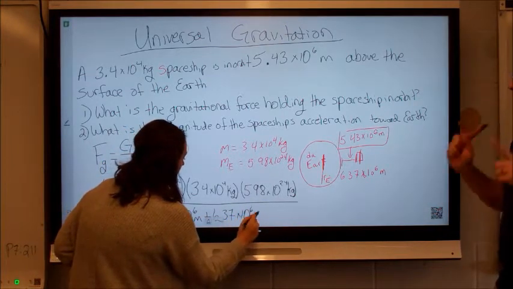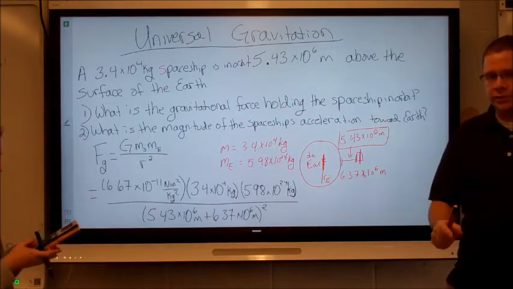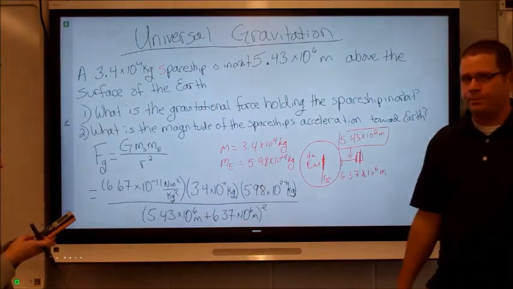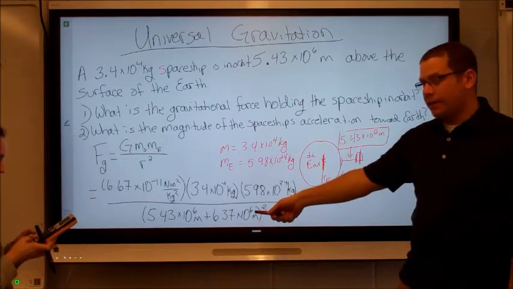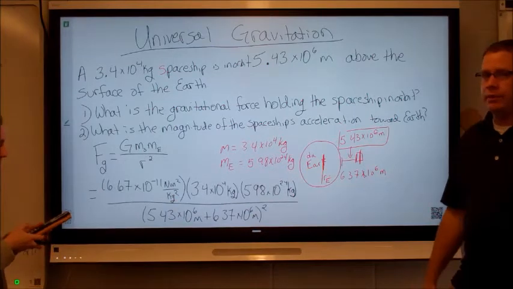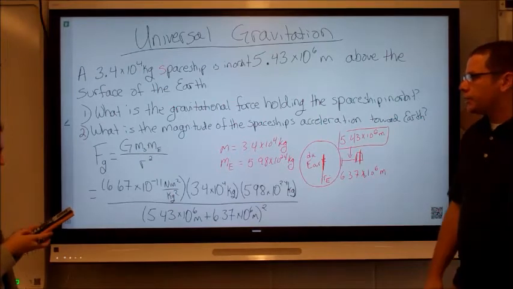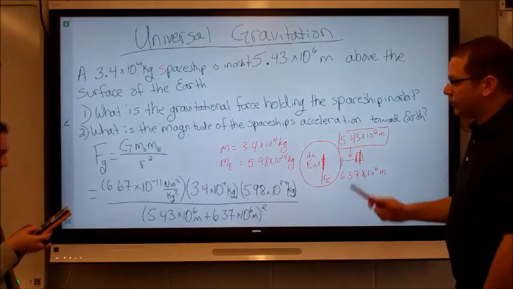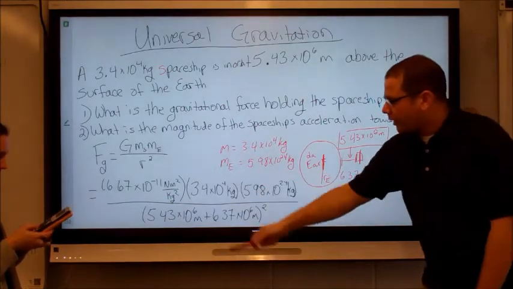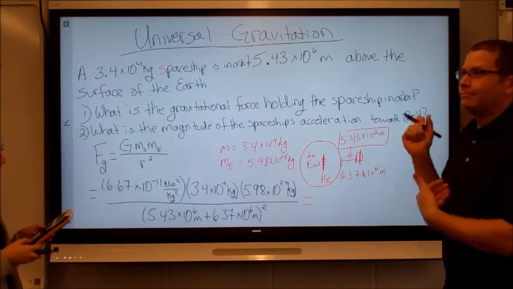Now, if you are going to plug this into your calculator, please use parentheses or do this math first. I would probably just do that math first, then use it to divide into the top. But do what you feel comfortable with. Make sure you use parentheses though. So we do all that math, 6.67 times 10 to the minus 11 times 3.4 times 10 to the 4 times 5.98 times 10 to the 24 divided by that whole radius, and you get a force of... Almost there.